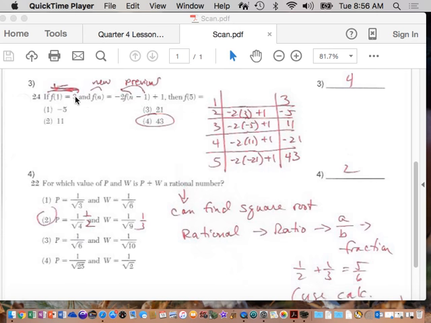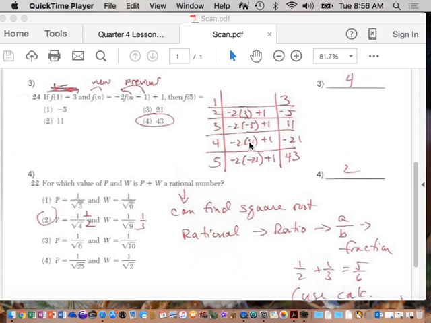This means if f of 1 is 3, the first term in this sequence is 3. Then it's negative 2 times the previous term plus 1. So if I do negative 2 times that 3 plus 1, I get negative 5. But I got to go all the way up to the 5th term here. So negative 2 times this previous term, which was negative 5, becomes positive 10 plus 1 is 11.